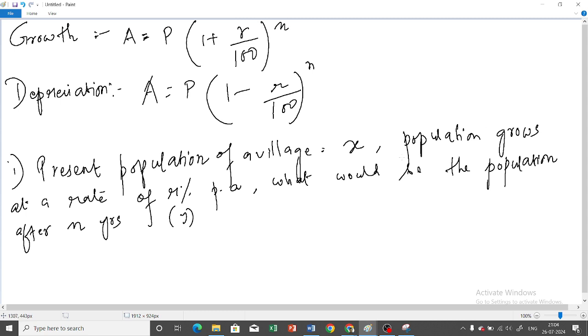Now you have to see certain things. So the population grows, that means I'm going to use this formula, right? So A is equal to P into 1 plus R by 100 whole to the power n. Ishika, you tell me what will be X and what will be Y in this case.